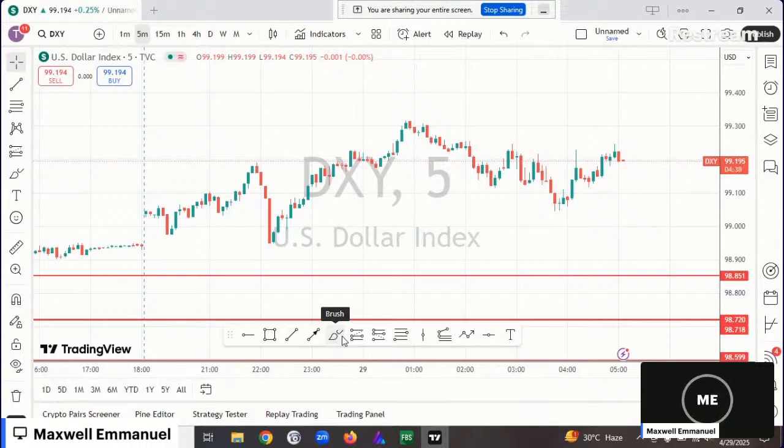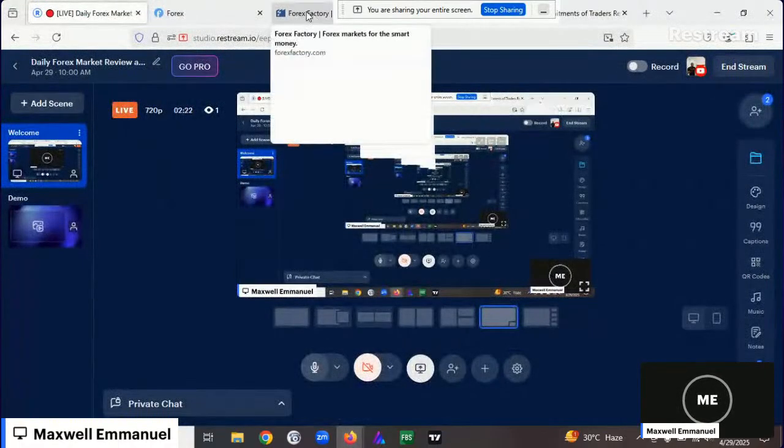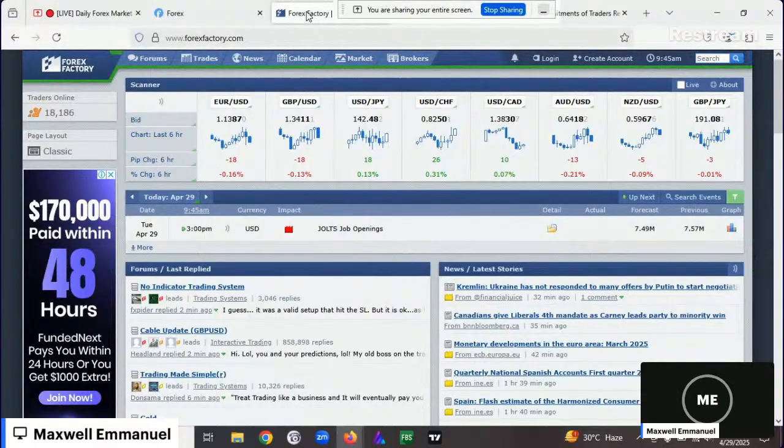So let's start. Before we look at currency pairs, let's look at the calendar. Today is 29th of April. By 3 p.m., US will release job openings data. The previous was 7.57 and the forecast is 7.49.